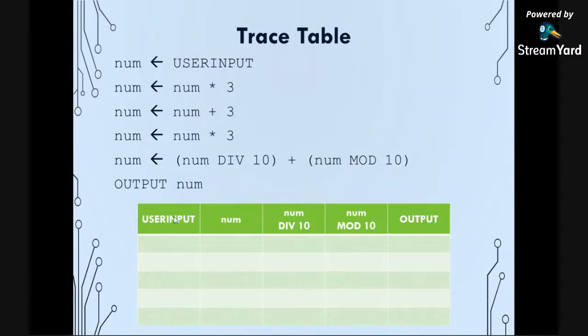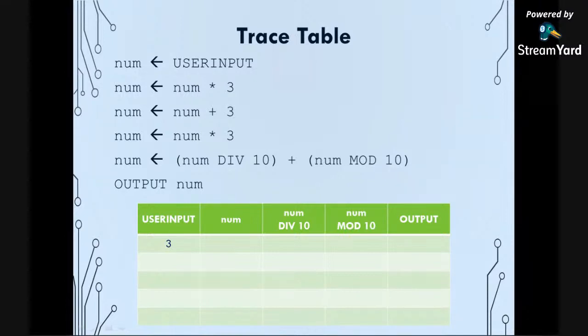Okay, so we're going to go through and create a trace table for this. So let's pick some random numbers. We've already done 2, so let's pick a different option. Say, I don't know, 3. Let's do 3. So the user has inputted 3.